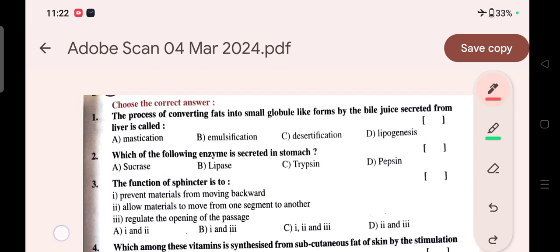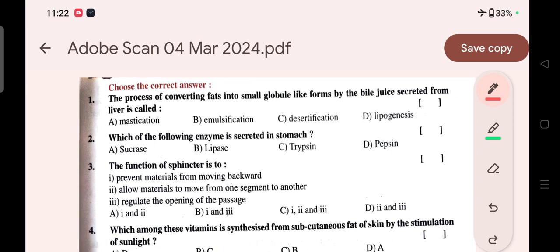Okay friends, first bit. The process of converting fats into small globules, formed by the bile juice secreted from the liver, is called? Convert the fats into small globules. Option B is the correct answer: Emulsification.